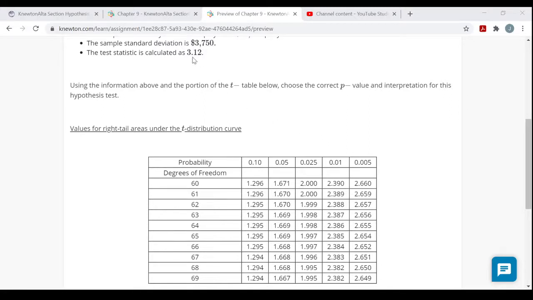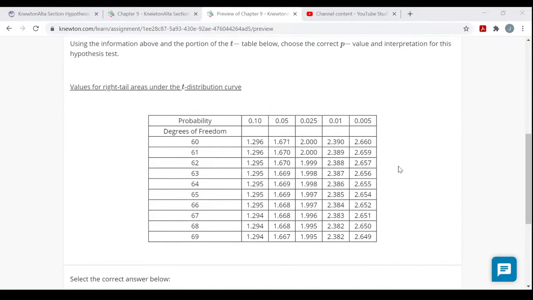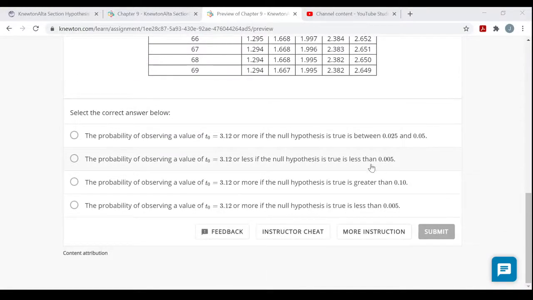But where does our test statistic fall? 3.12 is to the right of all of these, right? 3.12 is greater than 2.66. So the area to the right of 3.12 is going to be less than this 0.5%. It's going to be even smaller. And you saw it was like 0.001. And that's what we're going to say. All right. So again, down here.